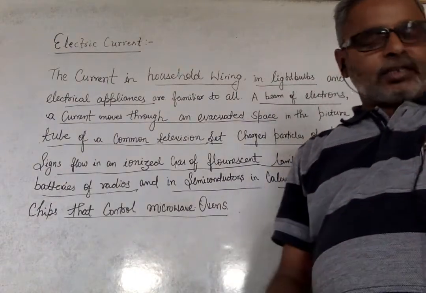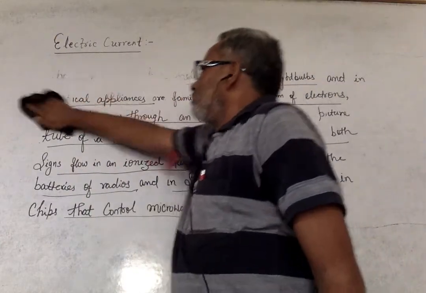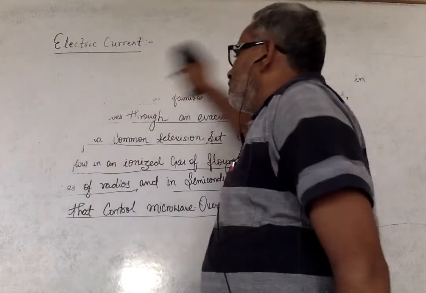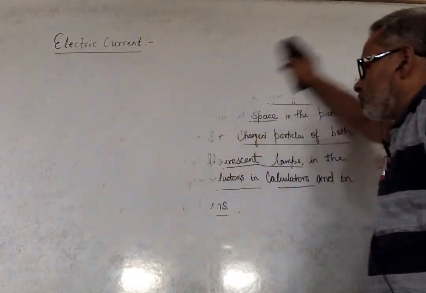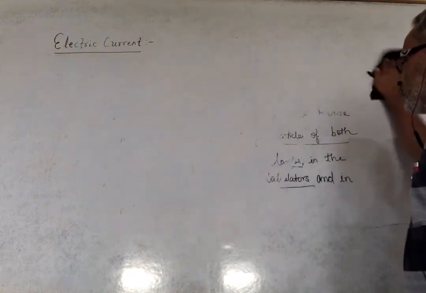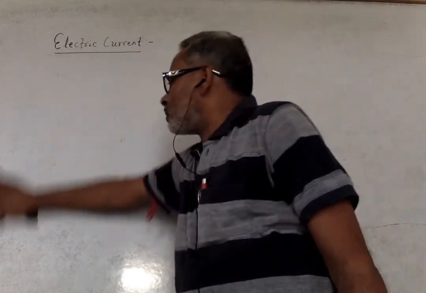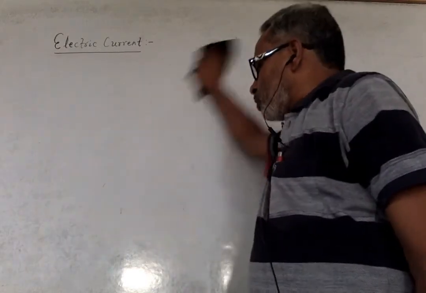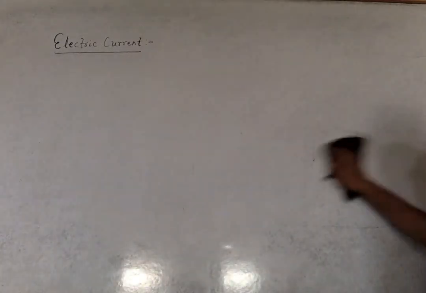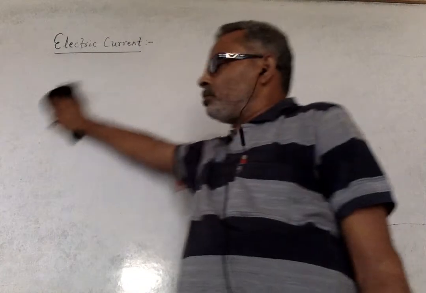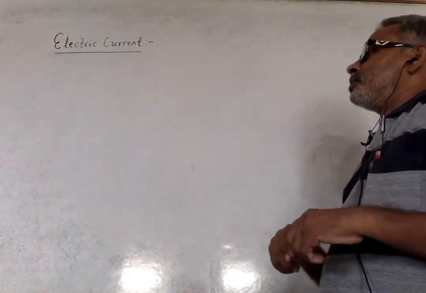In current electricity, it is based on the motion of electrons through the conductor. The electrons flowing through the conductor, or moving electrons through the conductor, constitute an electric current.